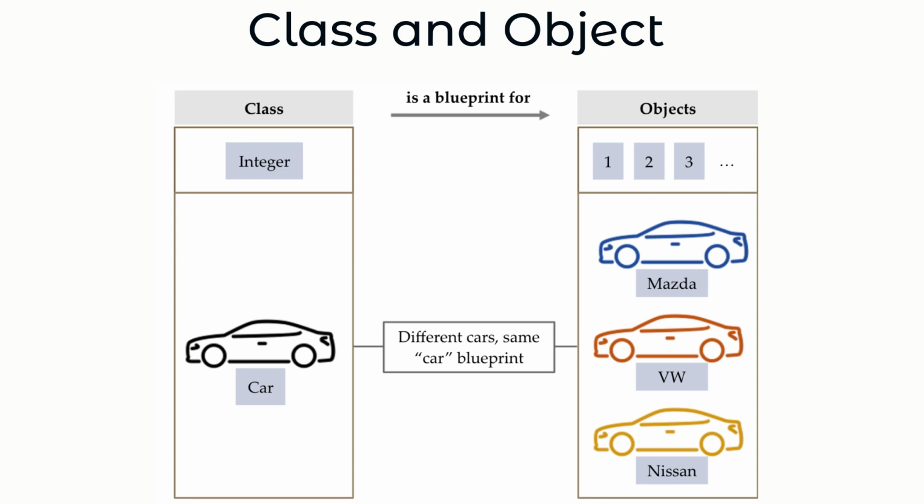Object is a basic unit of object-oriented programming and represents real-life entities. An object is an instance of a class. When a class is defined, no memory is allocated, but when it is instantiated, memory is allocated. An object has an identity, state, and behavior.